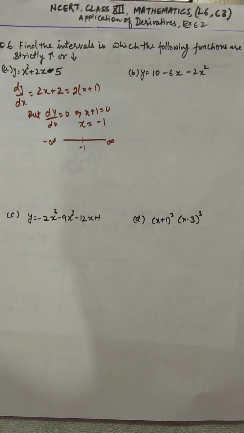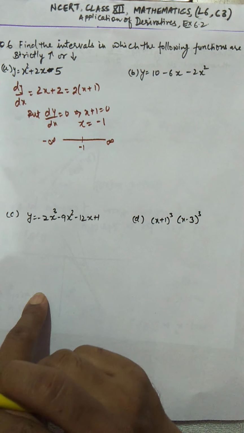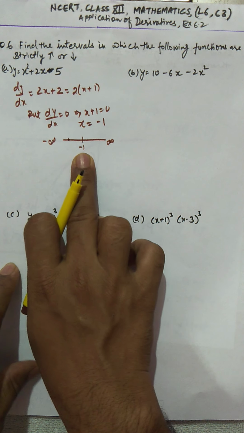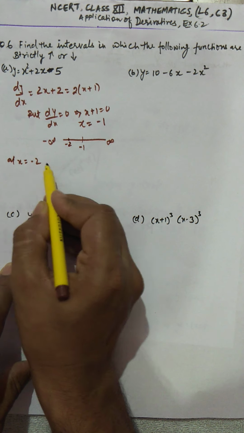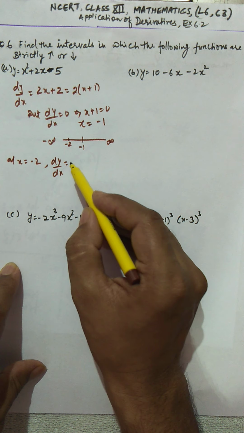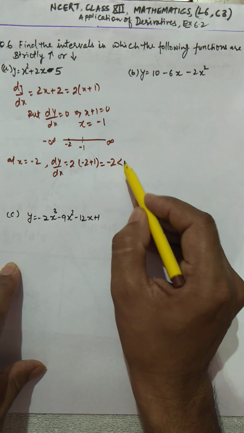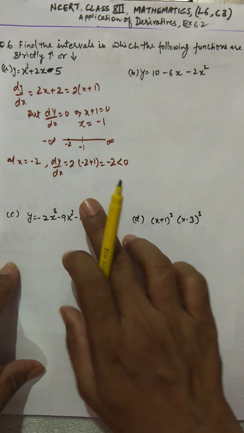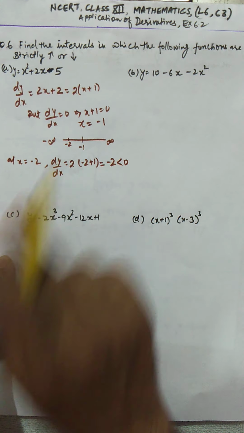Now we will check whether in each interval dy by dx is greater than 0 or less than 0. For example, we can take any value of the interval minus infinity to minus 1. Let's say this is minus 2. So at x equal to minus 2, dy by dx will be 2 times (minus 2 plus 1), which is 2 times minus 1, and this is going to be minus 2, which is less than 0. So in the interval minus infinity to minus 1, dy by dx is coming negative. It means the function is decreasing in the interval minus infinity to minus 1.